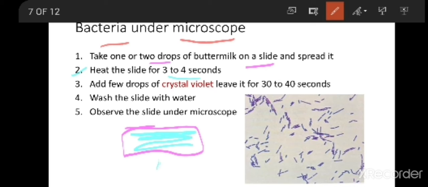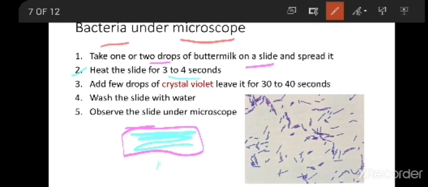Why do we have to heat the slide for 3 to 4 seconds? Because whatever buttermilk is there, it will be sticking. It will stick to the slide properly. It will not move out from the slide. It will dry and it will hardly stick to the slide. So that's why we heat the slide only for 3 to 4 seconds. If you do more, the slide may break. So you have to keep that in your mind.